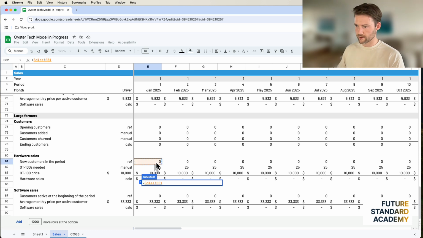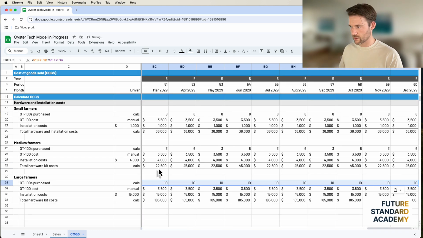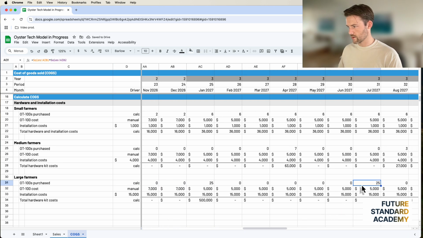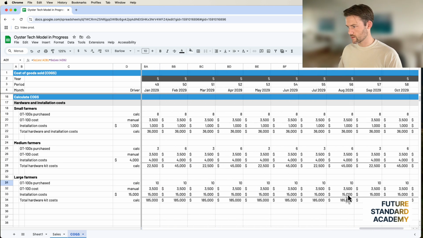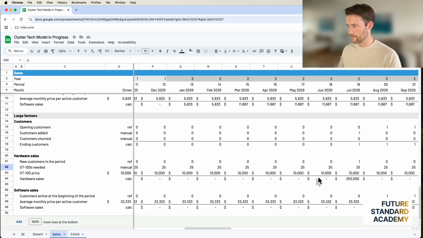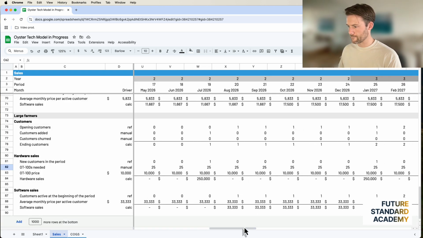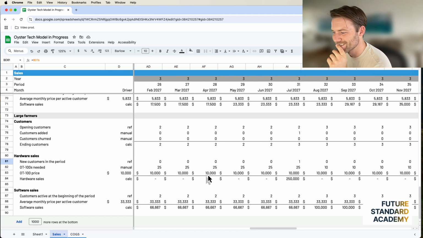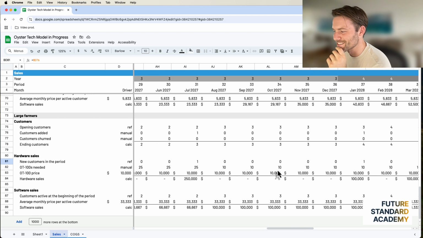New customers in the period, each one's going to buy 25 OT100s. Okay, so now we're looking at 25, 10. Why is that 10? Oh, right. Okay. It's been a while since I looked at this.